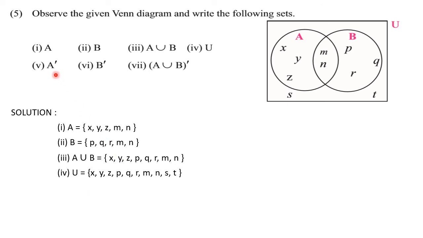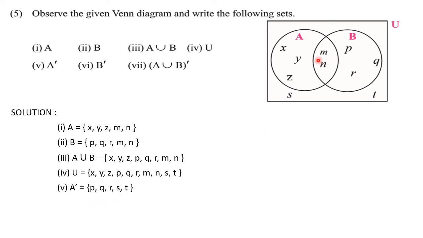Then you have to write down A complement. A complement means the elements which are present in U but not in A. So either you can write it from here. Compare these two sets A and U. Okay, so except X, Y, Z and MN, the remaining elements give us A complement, that is P, Q, R and S, T. Okay, that is our A complement.